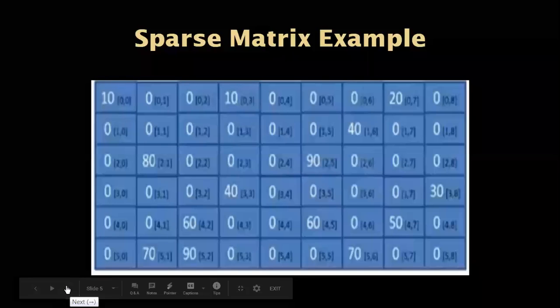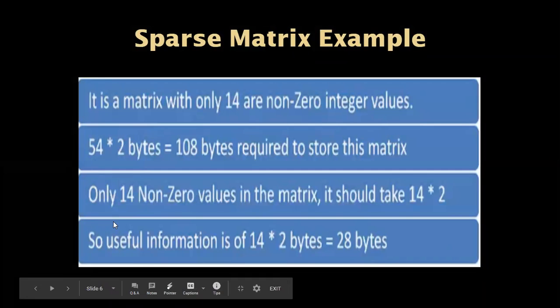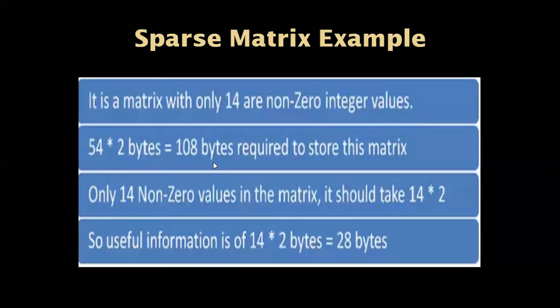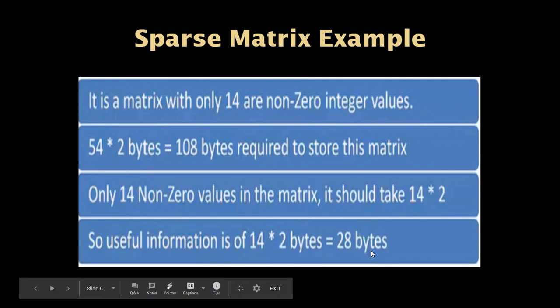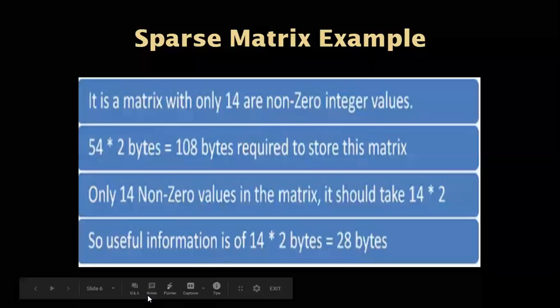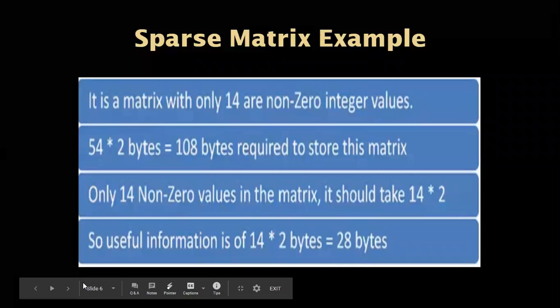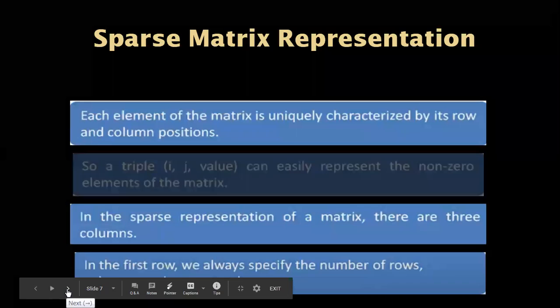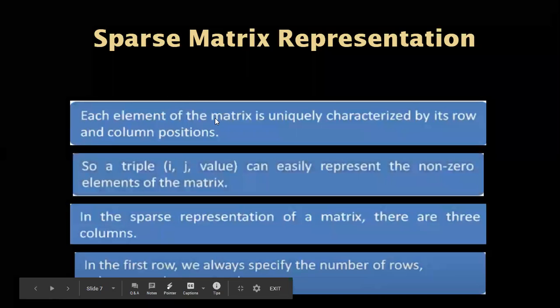So to avoid this problem: the matrix has only 14 non-zero integer values. The total is 54 into 2 bytes, meaning 108 bytes, that we are storing in the matrix, but we are concentrating on only 14 values. That is, we require only 28 bytes instead of 108 bytes. This makes the concept of the matrix clearer. That's why it's a wastage of memory. So we have to convert that matrix into a sparse matrix representation. We are representing it in a different way. That is a very important point.